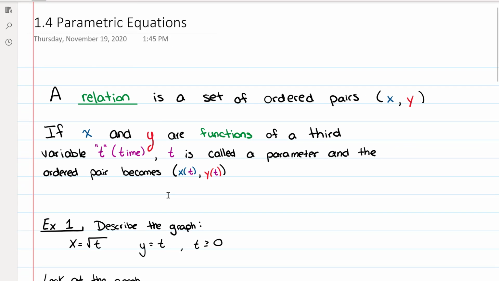So let's first remember back to what a relation is. Not a function, but a relation. A relation is a set of ordered pairs which are usually x comma y. If x and y are both functions of a third variable t for time, we call t a parameter, and the ordered pairs become x of t and y of t. So x and y are determined by what t is.